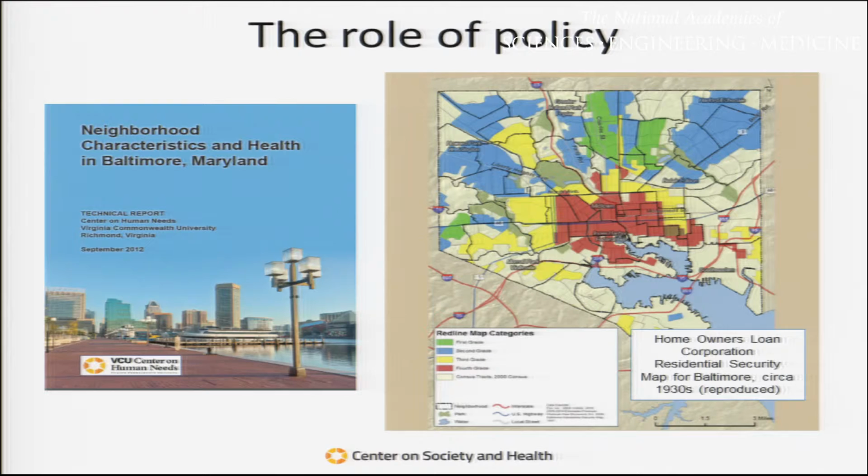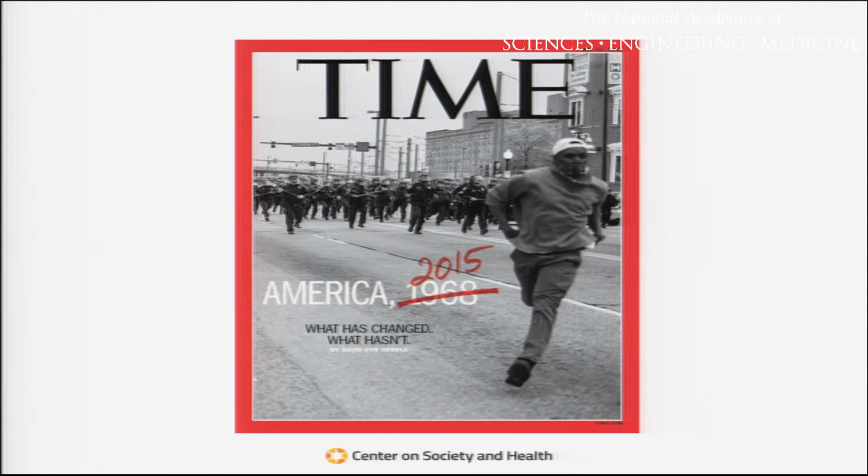The area that lit up on our map, or on that redlining map, turns out to be the very same neighborhoods that are struggling today with problems of violence, socioeconomic challenges, and, by the way, poor health outcomes. The riots that occurred in Baltimore were in those neighborhoods.